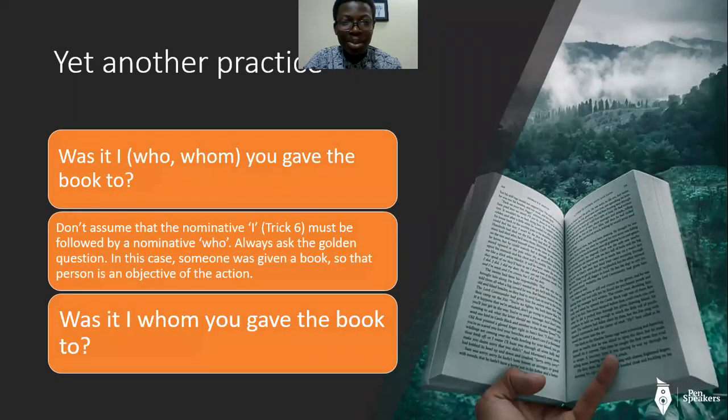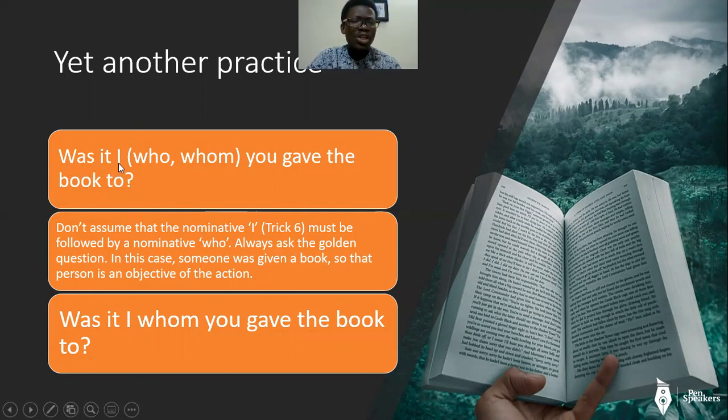I'm not done exhausting this trick yet, okay? Because like I said, it's a tricky trick. So one more example. We say in this particular example, was it I, who or whom you gave the book to? Was it I, who or whom you gave the book to? Now, this particular I must be here because it refers to trick number 6, where we say was it or it was. After was it or it was, you're supposed to pick the nominative.